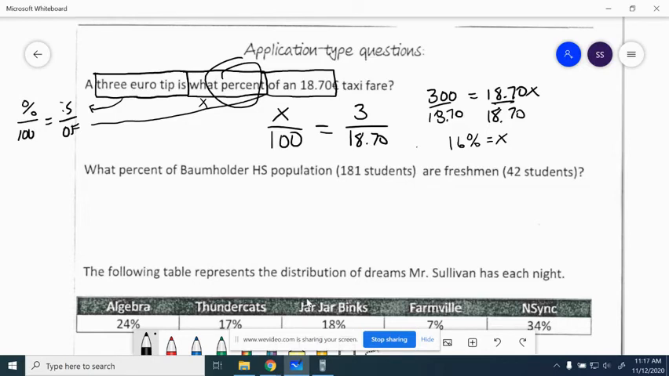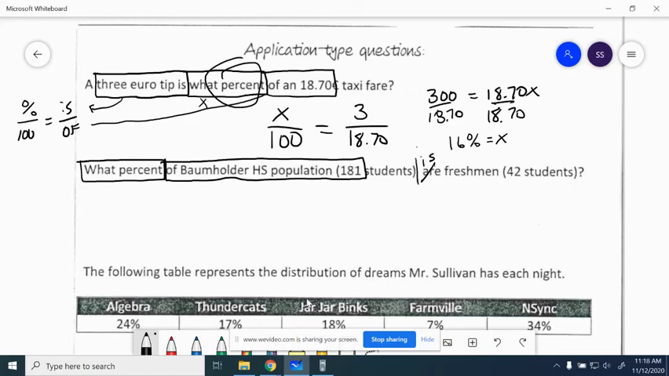What percent of Baumholder High School population, 181 students, are freshmen? 42 students. Okay, so let's take a look. So what percent, so we're going to box what, which is going to go with the word percent. "Of" is going to go with the next closest thing that matters, the number. And the last thing, so this one's a little bit tricky, but "are" is the same verb as "is", just a plural and singular difference. So "is" or "are" is going to go with 42.